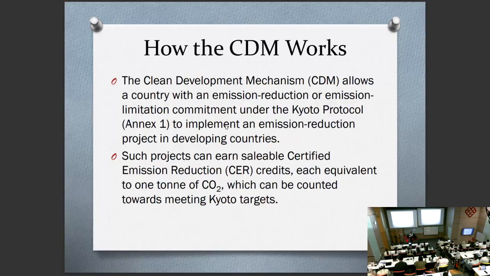Like for Australia, it is an Annex 1 country, so they invest in a solar panel farm in India. Then it can result in carbon dioxide emissions reduction, and it can also give credits to Australia for meeting their emissions reduction target. So it's good for both sides.